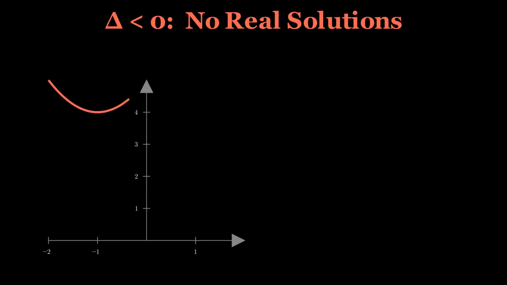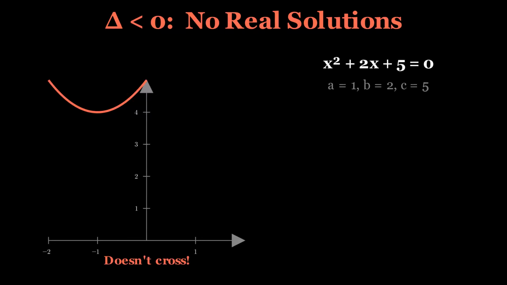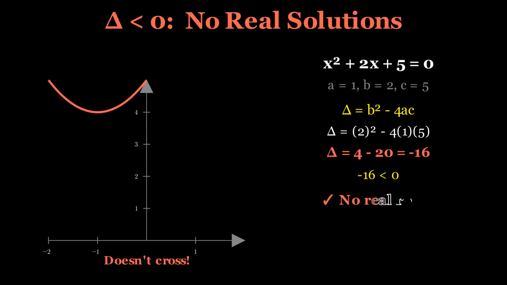Finally, a negative discriminant. Example: x squared plus 2x plus 5 equals 0. a is 1, b is 2, c is 5. Delta equals b squared minus 4ac. 2 squared minus 4 times 1 times 5. 4 minus 20 equals negative 16. Negative! No real roots. You can't take the square root of negative 16 in real numbers. The graph never crosses the x-axis.